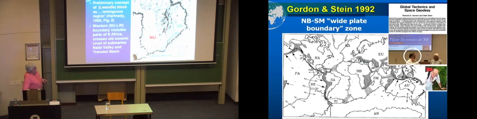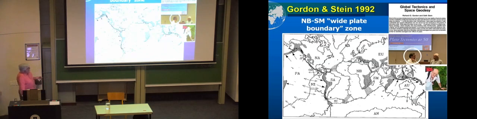I've been corresponding with both Seth Stein and Richard Gordon, and that's them there. That's Richard Gordon, Seth over there. And shortly afterwards, they published this paper in which they first recognized the difference between a Nubia plate and a Somalia plate, and what they called a wide plate boundary zone. And you can see they have distinguished other wide plate boundary zones, mainly in the ocean, in various regions, also in parts of North America, and of course in Eurasia. But this was a big wide plate boundary zone that they then spoke about.